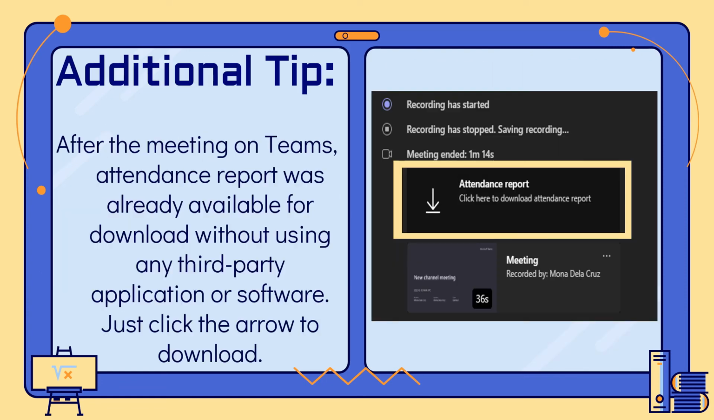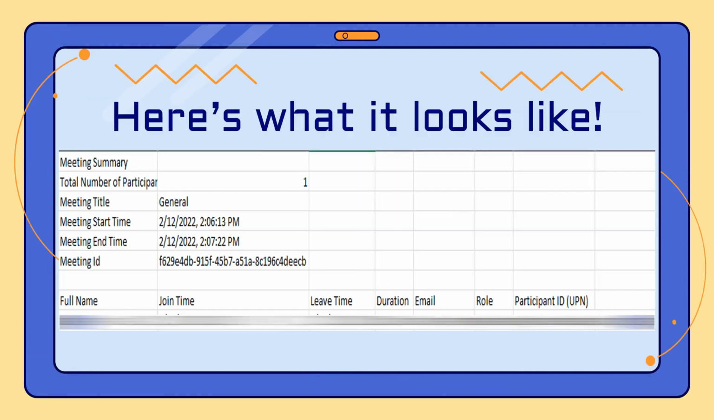Okay, so additional tip, after the meeting on Teams, the attendance report is already available for download without using any third-party application or software. So just click the arrow down below to start the download. So here's what the meeting summary looks like. It will show here the total number of participants, the meeting title, meeting start time, meeting end time, and then the meeting ID.